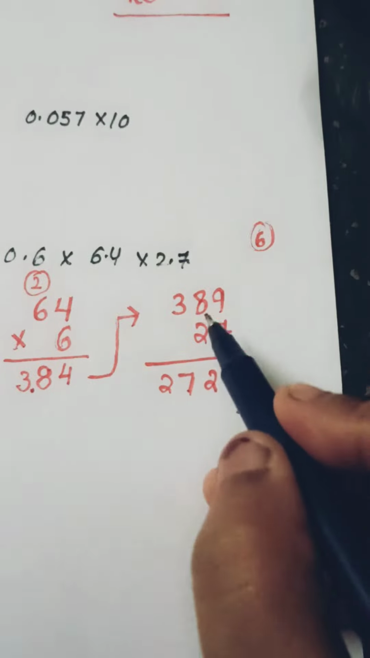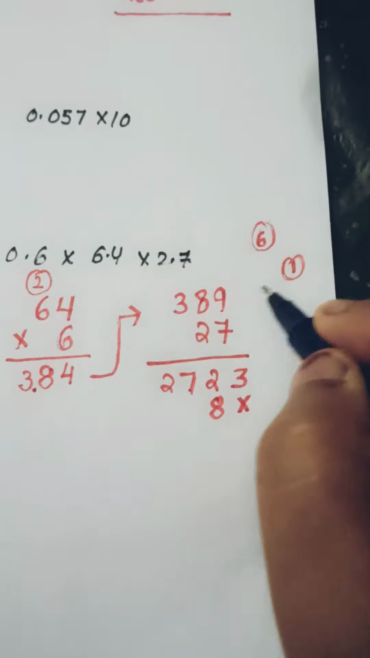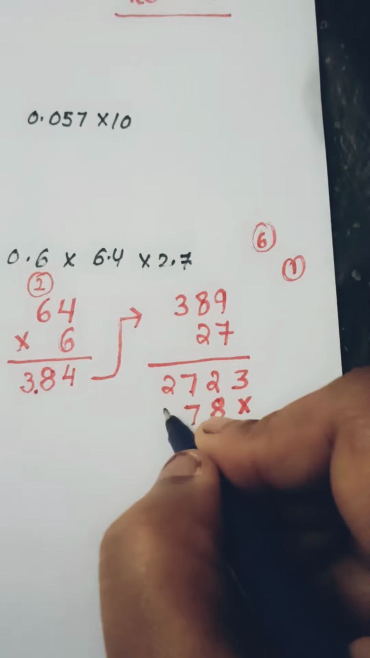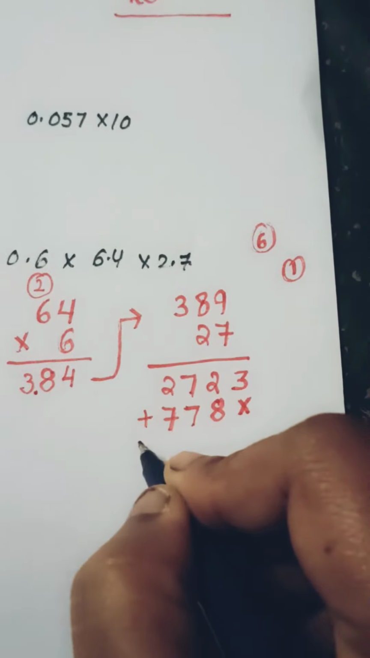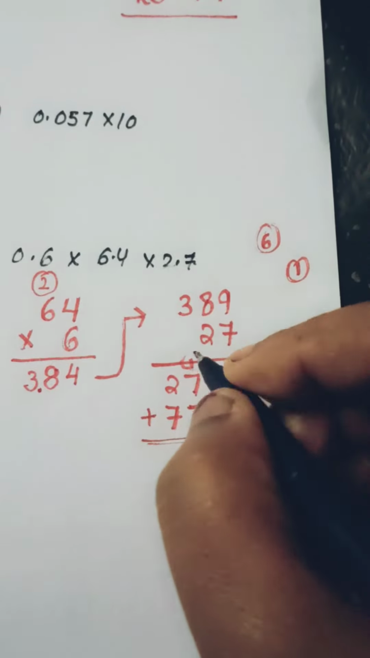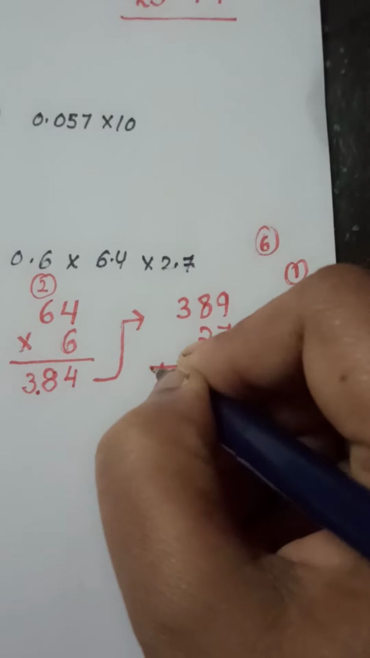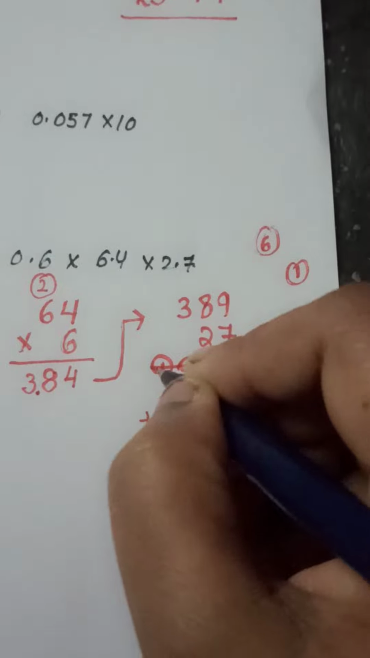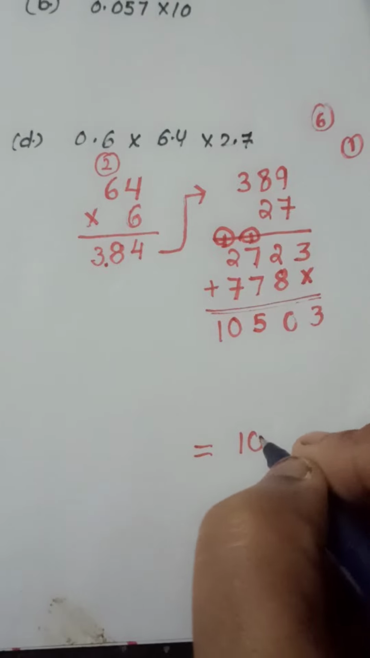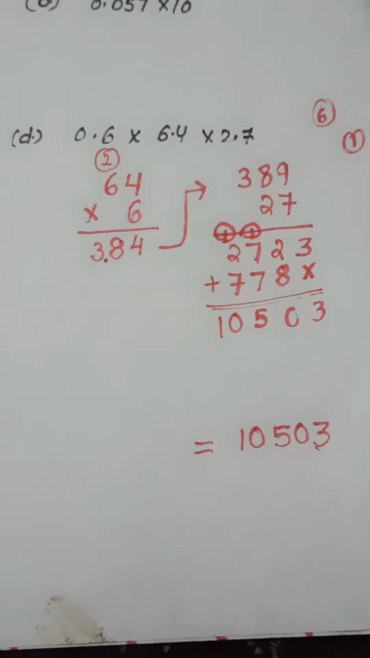Then 9 twos are 18. 1 is again in carry. 8 twos are 16 plus 1, 17. Again in carry. 3 twos are 6 plus 1, 7. Now let us add it. 3, 8 plus 2, 10. 7 plus 7, 15. Again in carry. 7 plus 2, 9 plus 1, 10. So it means our final answer is 10503. Now we need to place decimals.